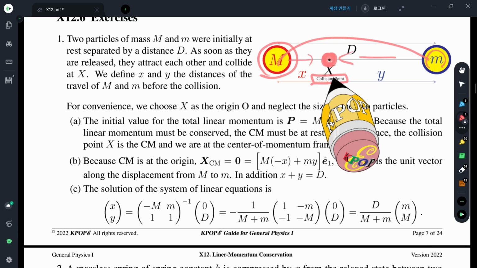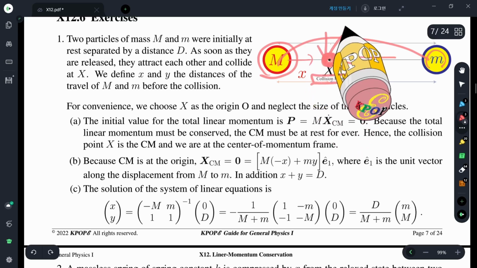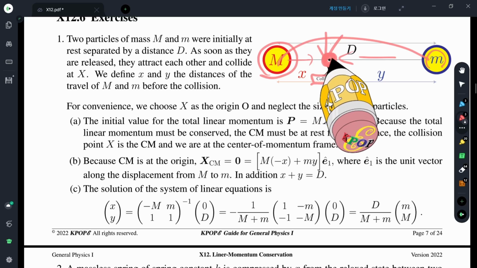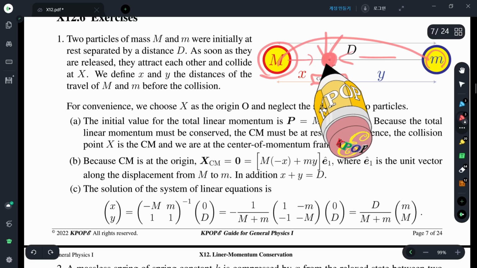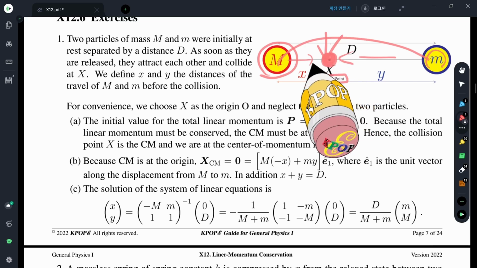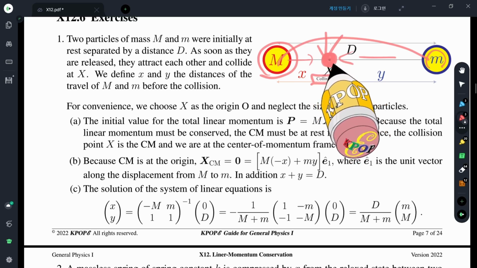However, at some point there was a collision and they made a complete stop. That means their center of mass is placed here. And even before the collision and after the collision, the center of mass is always at rest at this point. Therefore, we have a constraint that the center of mass is this point.